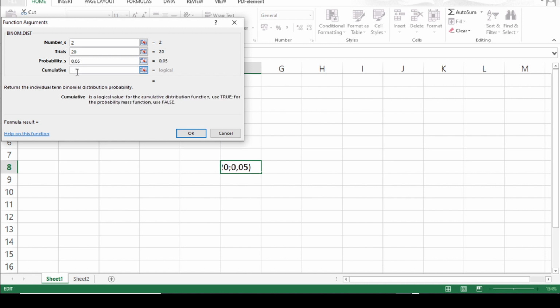And then, because we want to find the probability that x is less than or equal to 2, we put in, for cumulative, true. If we wanted to find the probability that x is equal to 2, then we would type in false.